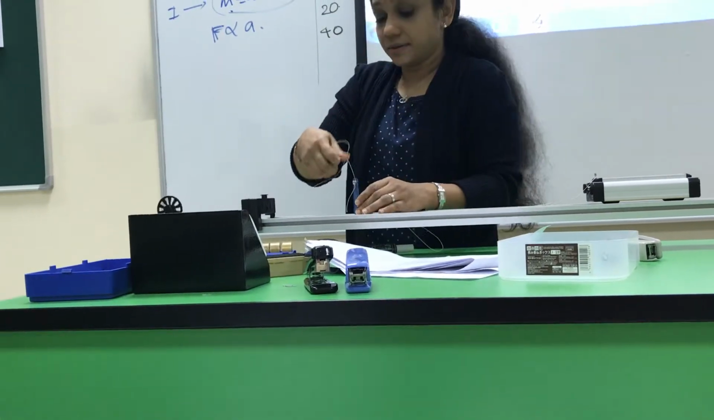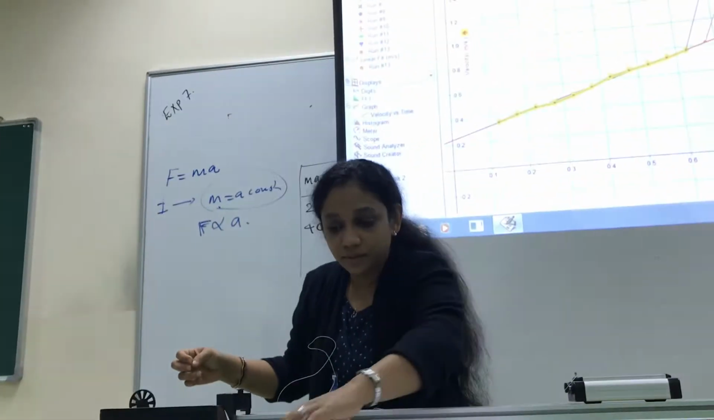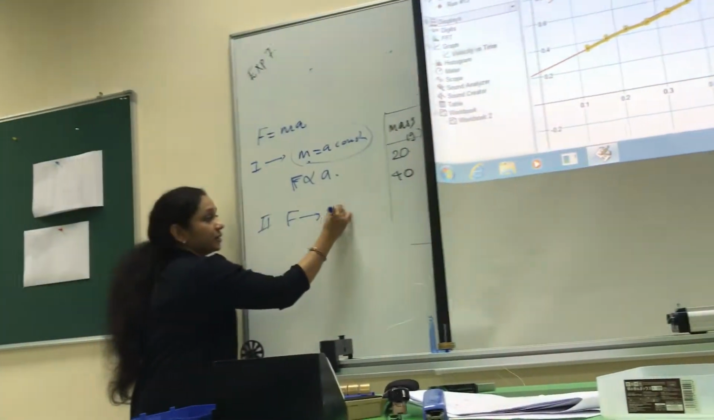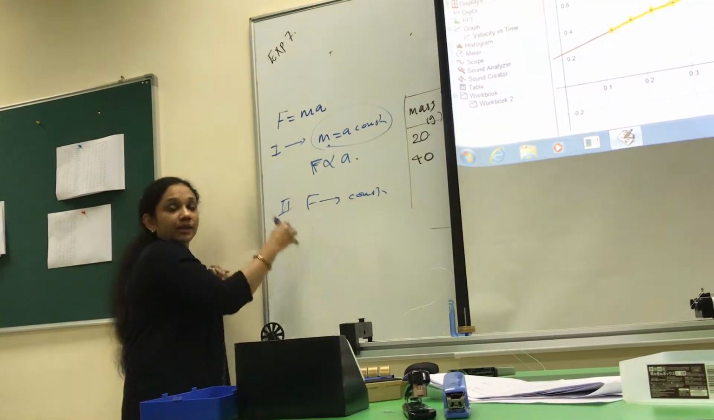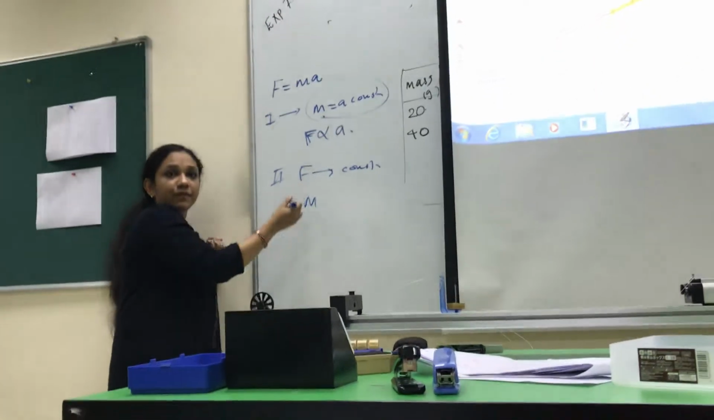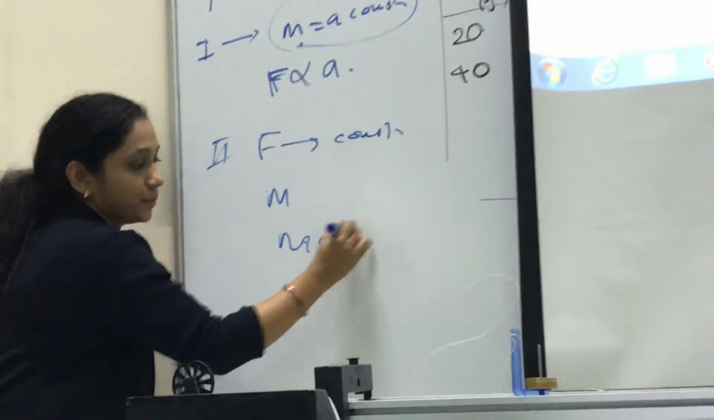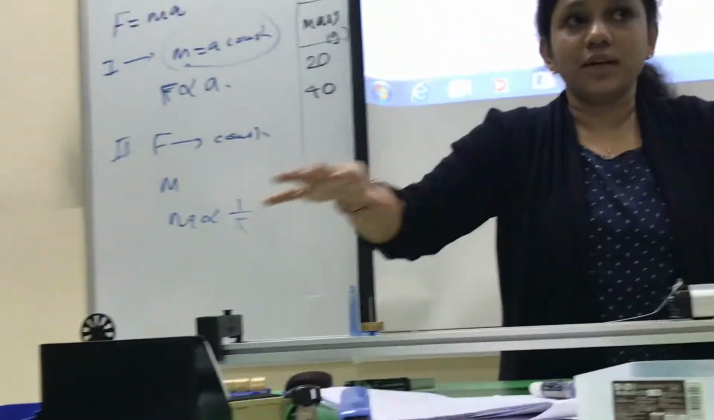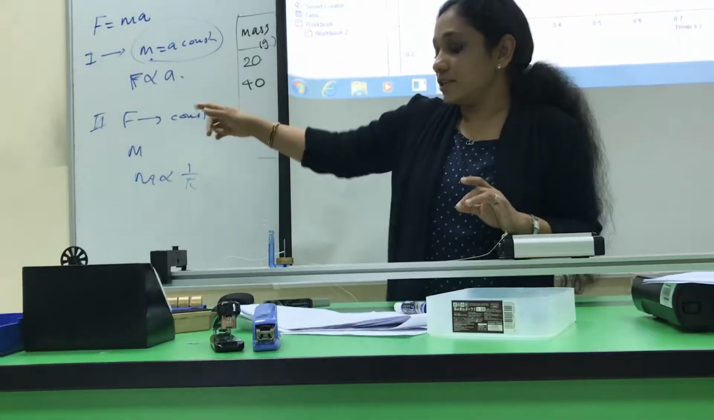In the second part, we will keep force as a constant. Okay, change the mass and find out mass is inversely proportional to the acceleration. This is the second part. First part, total mass is a constant, change the force. Second part, force is a constant.